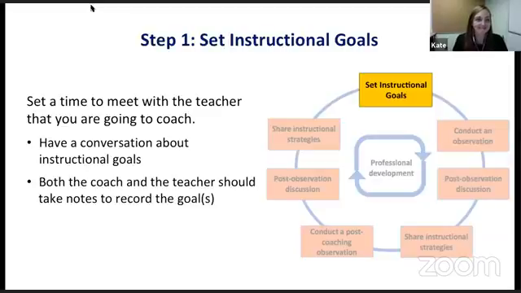The first step, of course, is setting instructional goals. If you have common planning time with the teacher that you plan to coach, that's a good time to do it. If not, you can plan to meet before or after school or even online if that works well for you.